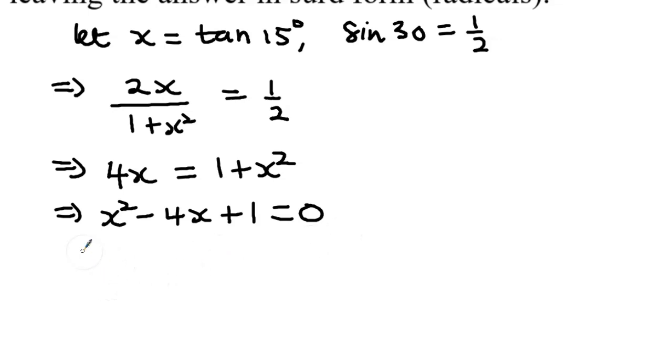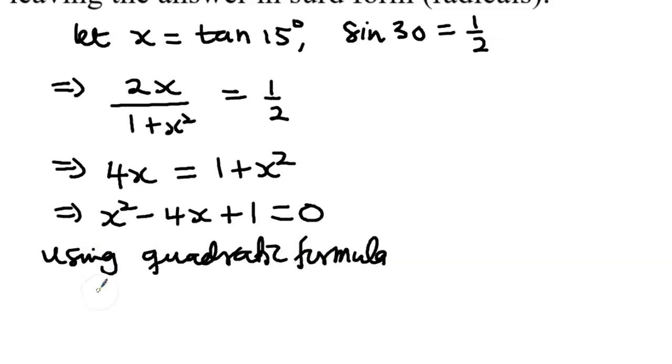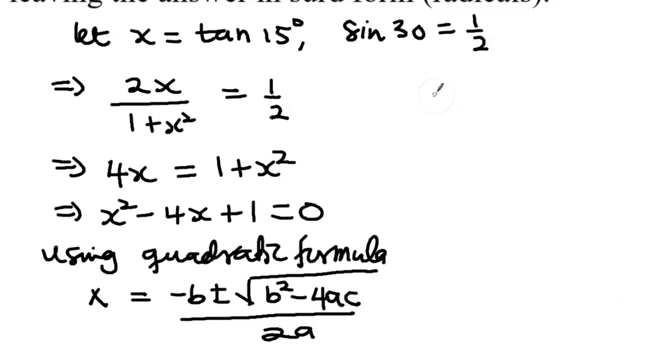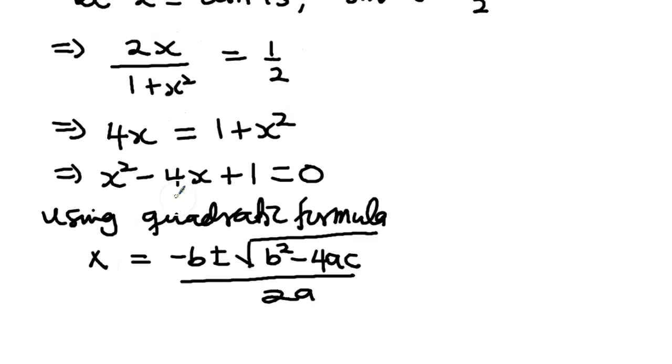So using quadratic formula, x will be equal to minus b plus or minus square root of b squared minus 4ac over 2a. We can substitute them. Our a from the quadratic equation, a is the coefficient of x squared, which is 1. Then b is the coefficient of the middle term, b is minus 4. Then c is equal to 1.